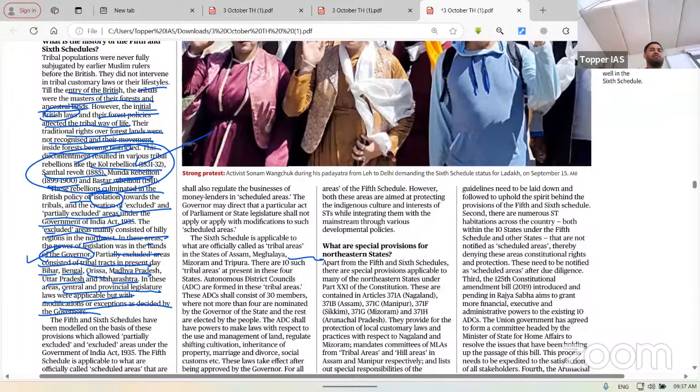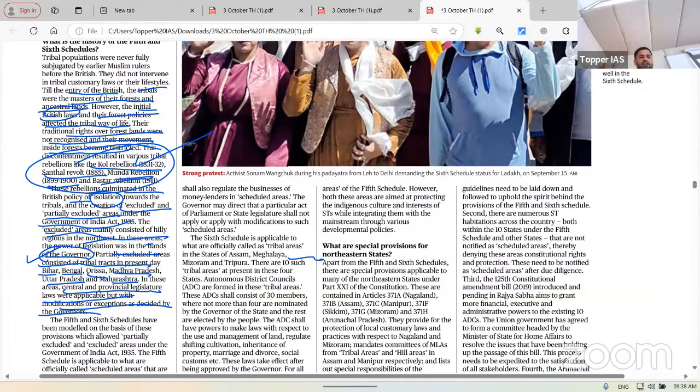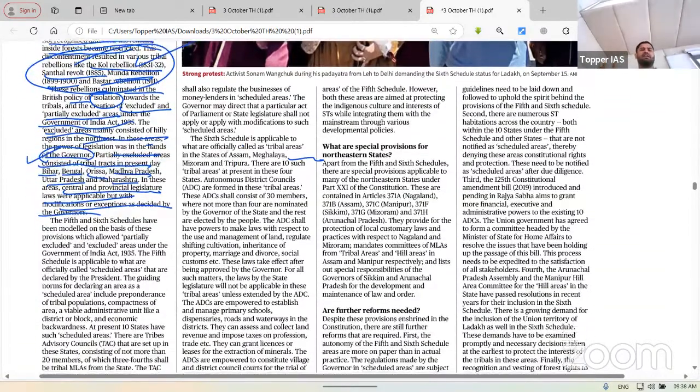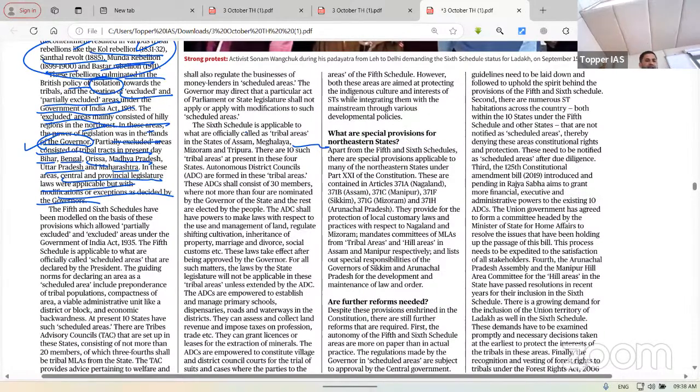Whatever we discussed in this paragraph is history before independence. So now what happens after independence, when our Indian Constitution was enacted, we included 2 schedules, especially for these same excluded and partially excluded areas. Which schedules are they? 5th and 6th schedules. See, the 5th and 6th schedules have been modeled on the basis of these provisions allowed for partially excluded and excluded areas under the Government of India Act of 1935.